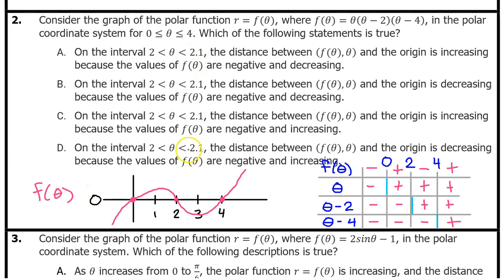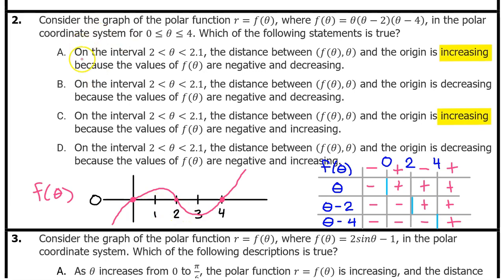All of the answer choices are about the tiny interval from 2 to 2.1. So we are talking about starting at 2 and moving a tiny bit to the right. So at 2, we are at the pole. We are on the x-axis. We are starting at the pole. And then we are moving away from the pole as we move to the right. So the distance between the point and the pole is increasing on the interval from 2 to 2.1.